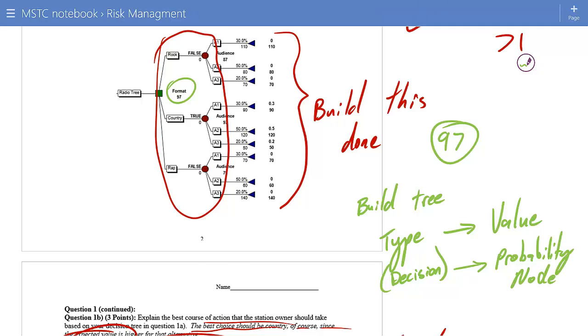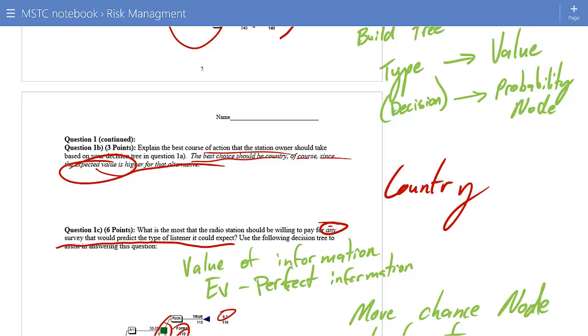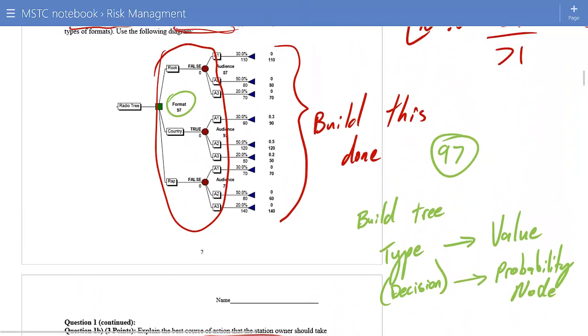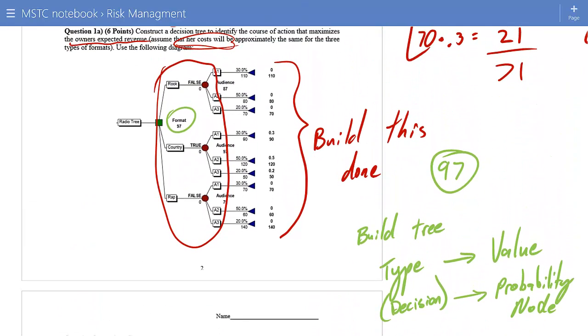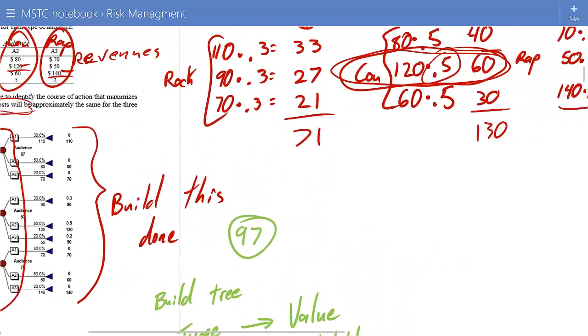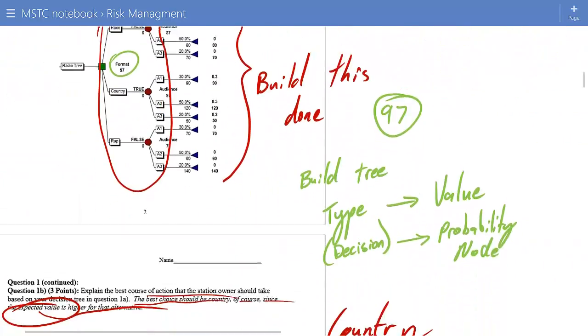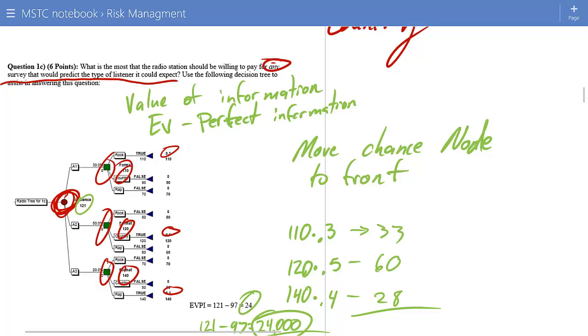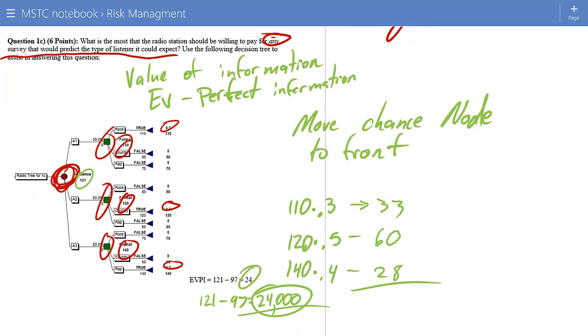Okay, so all we did, Scott, when we went to the next question, all we did was switch the nodes, right? We switched all the decision nodes. We flopped them. That's all we did. We didn't change the labels, but we could.